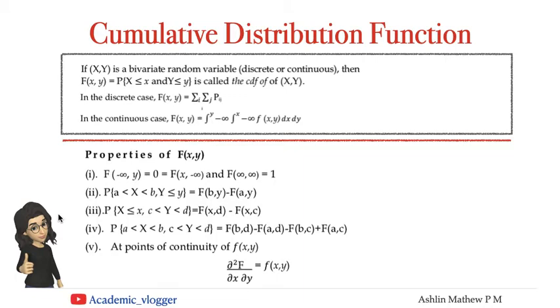And at the points where this f(x,y), that is our probability density function, is continuous, then the second partial derivative of F with respect to x and y is equal to f(x,y). That is, from the cumulative distribution function, by partially differentiating it with respect to x and y, we will get the probability density function.